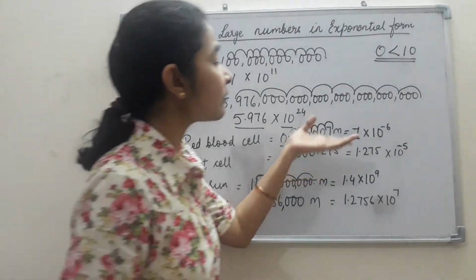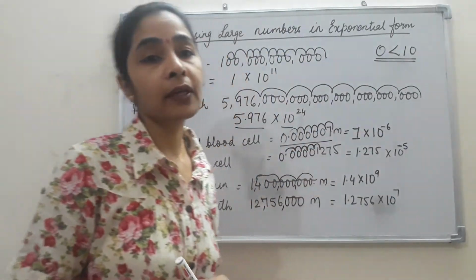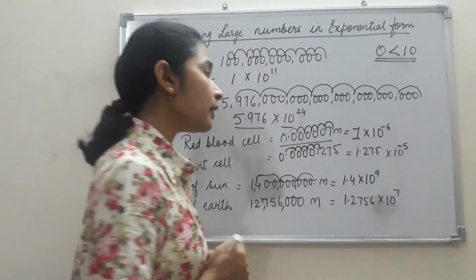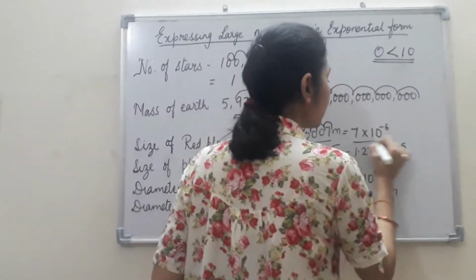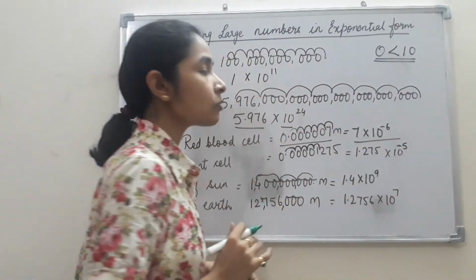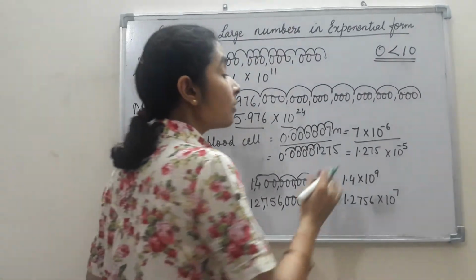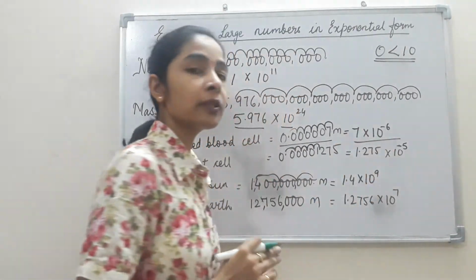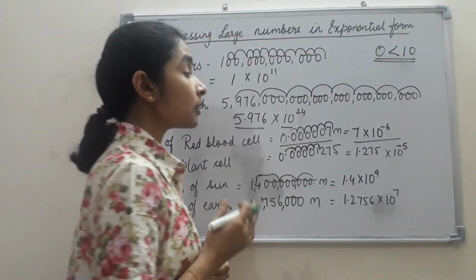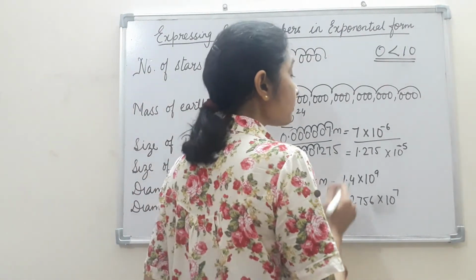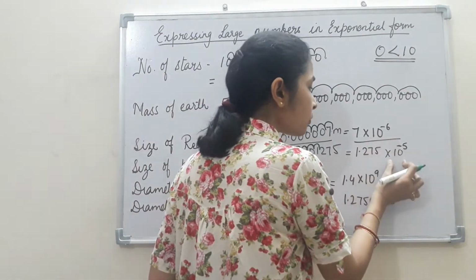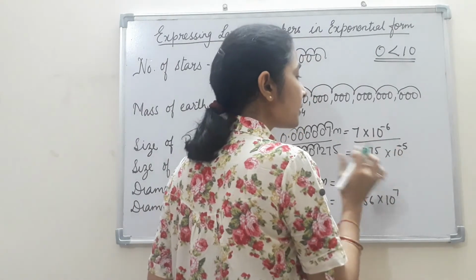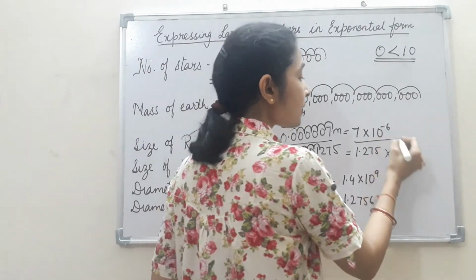But in case when we write it in the standard form, it is very easy for us to compare. What I will do is I will just divide these two. I will divide 7 into 10 raised to the power minus 6 by 1.275 into 10 raised to the power minus 5. Now look, this division is so easy. First, I will just compare these two. Now what is the difference here? Minus 6 and minus 5.